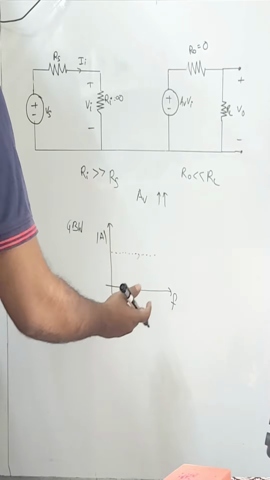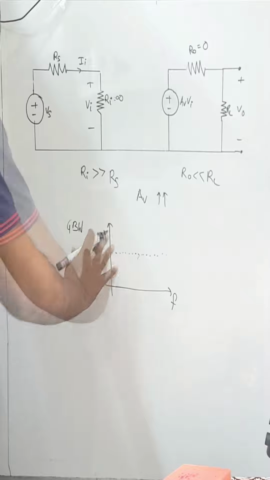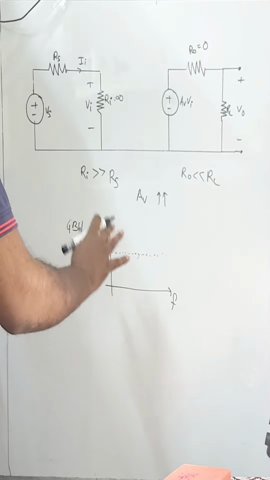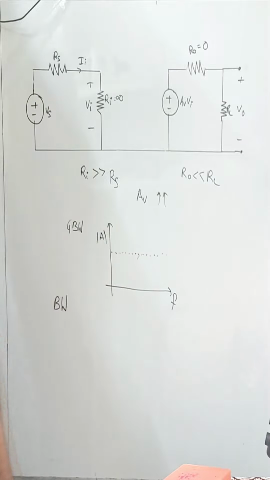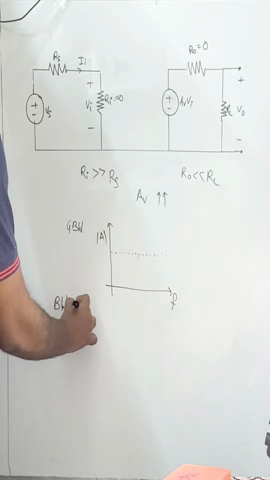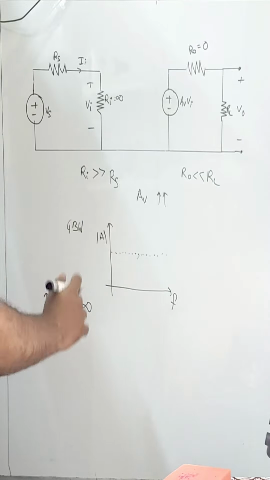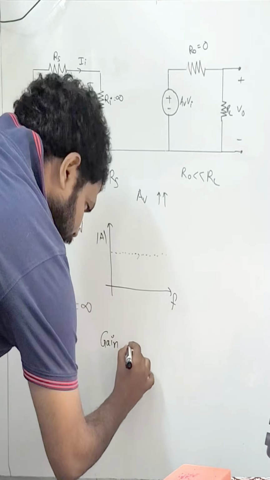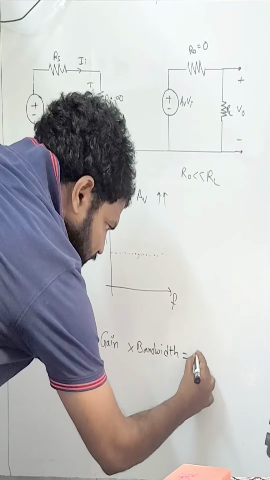So what is the definition of bandwidth? It is a band of frequency for which gain is constant. Constant in the sense that it is independent of variation in frequency. Ideally, we want bandwidth to be infinity, and practically it should be as high as possible. In any amplifier, we have to compromise between gain and bandwidth. So gain bandwidth product remains constant.